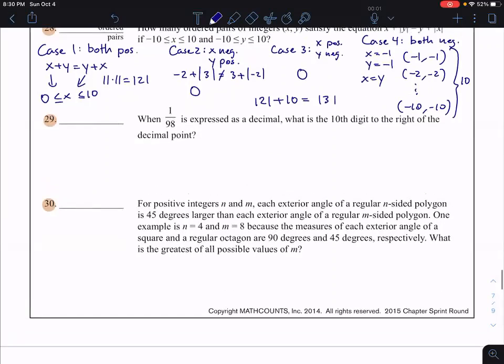Okay, 29. Yeah, there's probably a smarter way to do this, but it's very complicated. It's too hard to explain. So honestly, you might as well just do long division for this. Just divide everything.